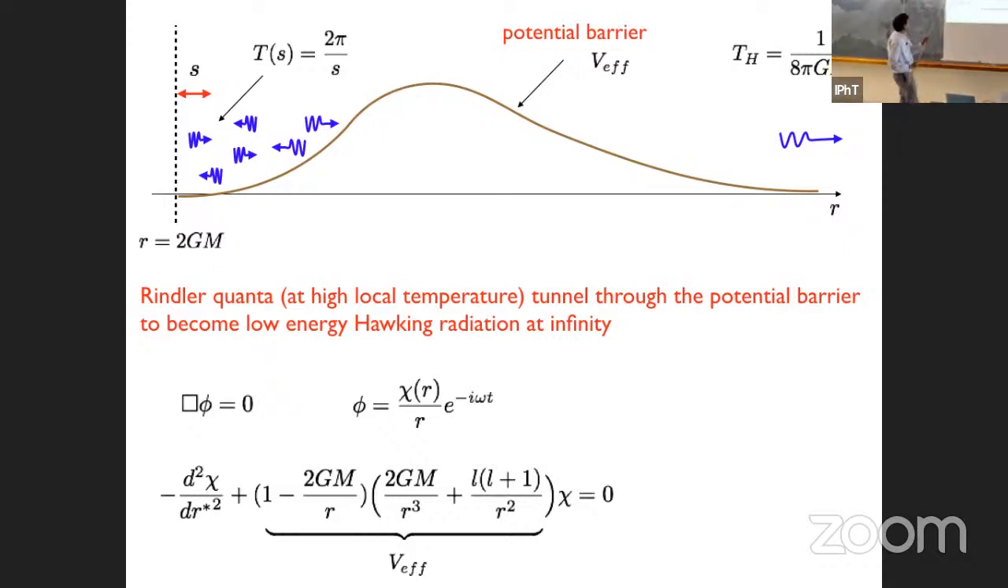So what's trying to happen is these Rindler quanta here, which are at this particular temperature, some of them manage to leak through this, and the ones that leak through this and get appropriately redshifted, they become the Hawking radiation. So that's, you do this, you'll get an exact derivation. Was there a question?